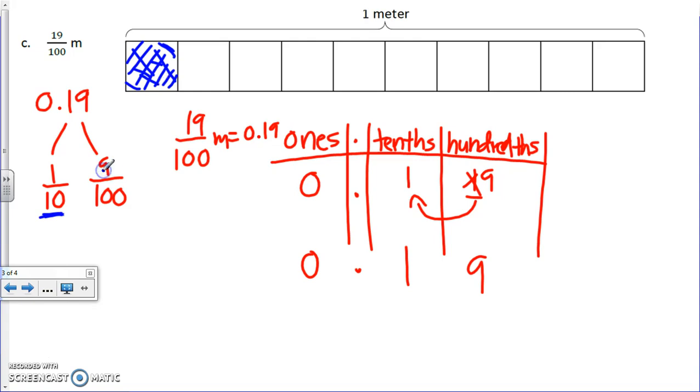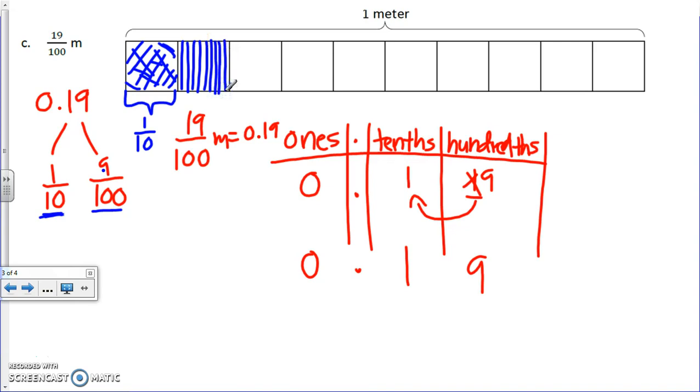For the next one, I have 9 hundredths. Now, remember, if we do 9 hundredths, we're splitting our tenths into tenths again. Remember, this piece is 1 out of 10. So to get hundredths, I have to split it again. So I'm going to have to split this box in 10 pieces. I'm going to do my best. So 2, 3, 4, 5, 6, 7, 8, 9, 10.